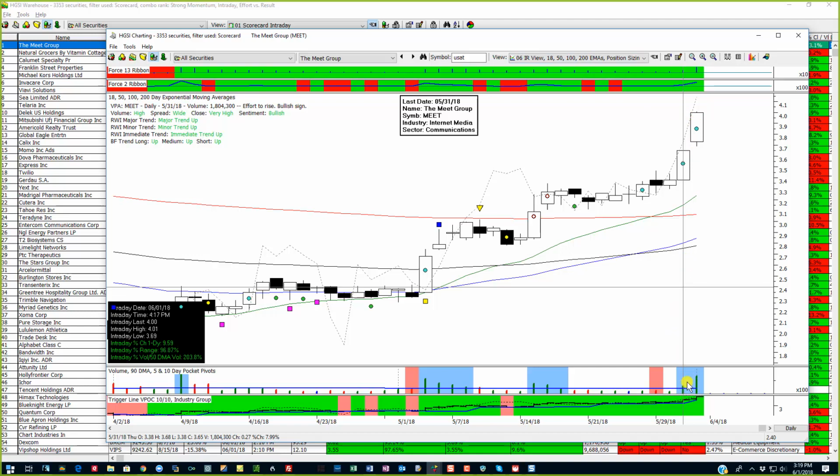When you're using VPA, you like to see volume increasing as the stocks go up. Now this closed, where did it close? It closed at 96.87% of its intraday range on heavy volume. So that is a good indication that buyers are coming in to support this stock. We'll see how that works out.